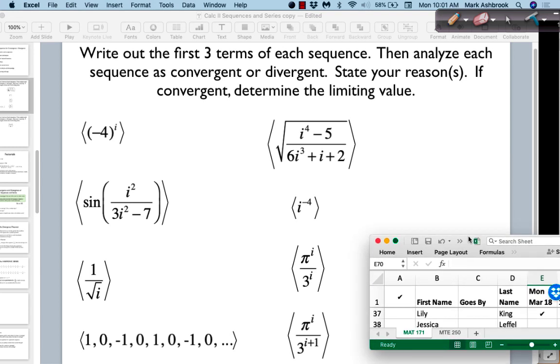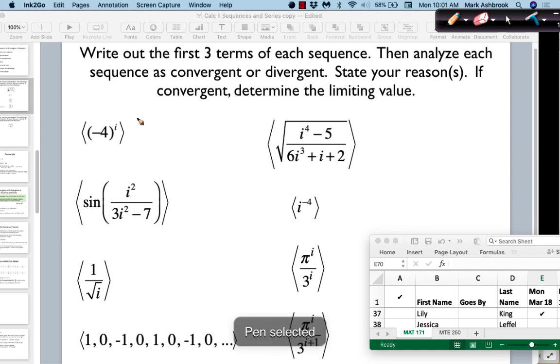Okay, let's see how you guys did on these. All right, Lily, you're up. How about that first one, (-4)^i? What did you say about that? Diverges. And what was the reasoning for that? Okay, -4, 16, -64. Okay, sure. Yeah, so these numbers are getting large fast, also alternating positive and negative. So any other reason we could say this diverges?